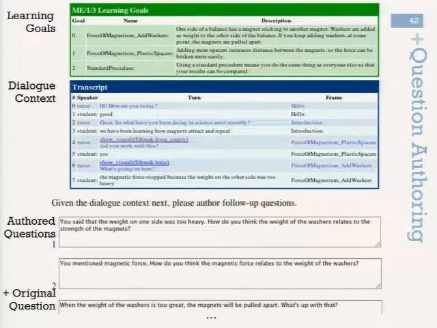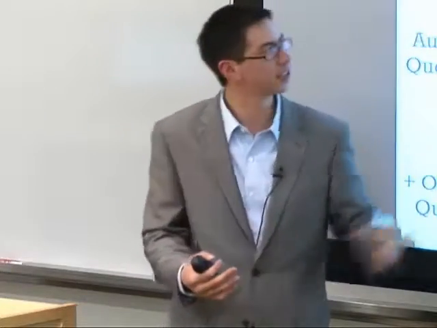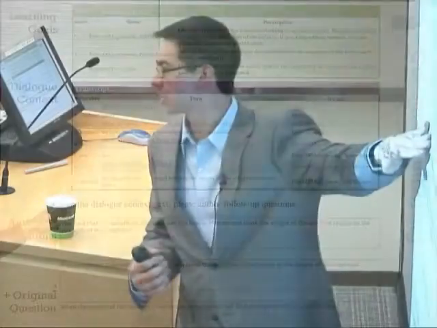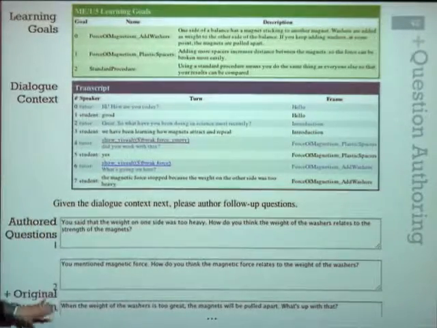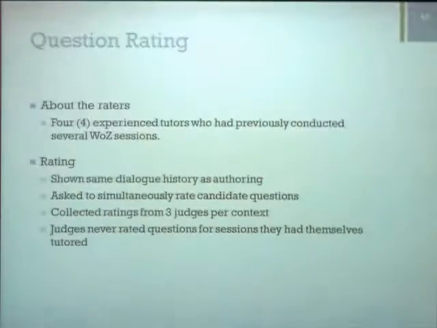So this is what the author saw. And they had their learning goals, so the author, this is the question author, saw the learning goals, so they knew what it was that we were trying to elicit from the student in this lesson. We also see the dialogue history up until this question asking point. And then following the guidelines, he was free to write what questions he thought was appropriate.